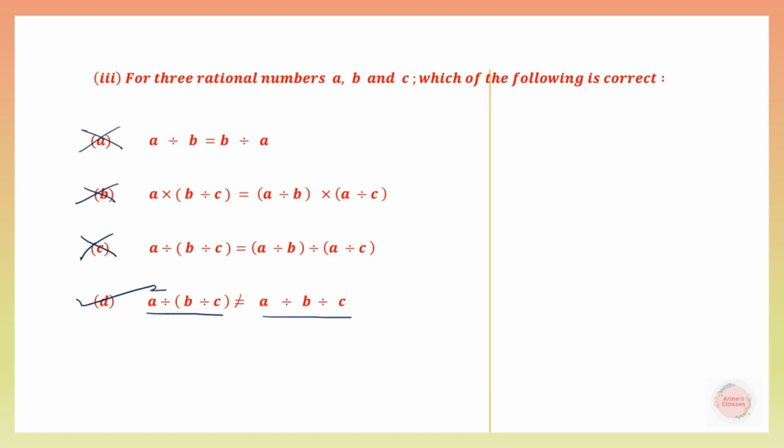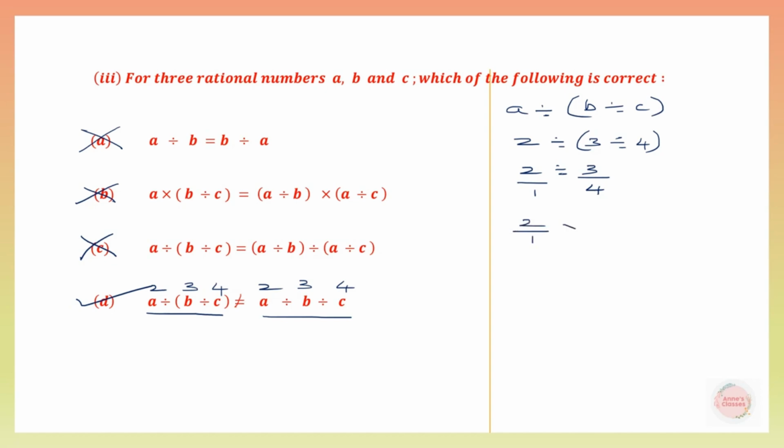So let's see 2, 3, 4. So 2, 3 and 4. We've substituted the values. Let's do this. A divided by B divided by C. That is 2 divided by 3 divided by 4. So this is 2 divided by 3 by 4. That is 2 by 1, isn't it? So 2 by 1 into 4 by 3. Nothing to cancel. So 2 4s are 8, 1 3s are 3. So on the left hand side we have 8 by 3.